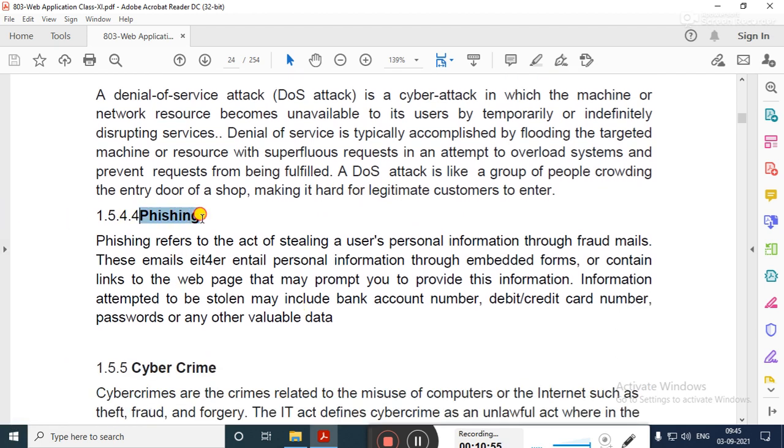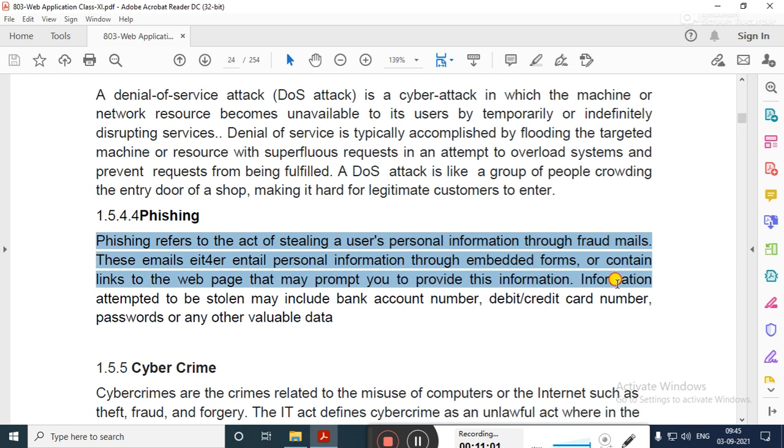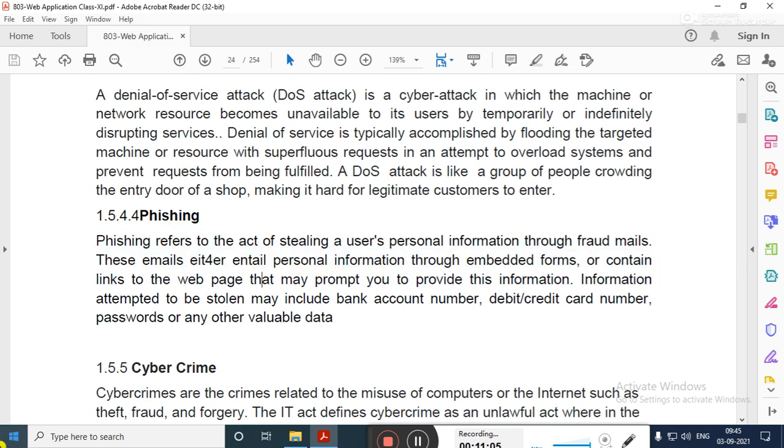Now what is phishing? Phishing refers to the act of stealing a user's personal information through fraudulent emails. These emails entail personal information through embedded forms or content like web pages that may prompt you to provide this information. The information attempted to be stolen may include bank account numbers, debit or credit card numbers, or passwords. That is basically phishing.